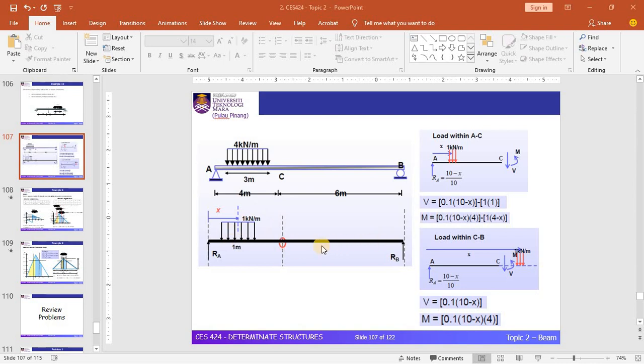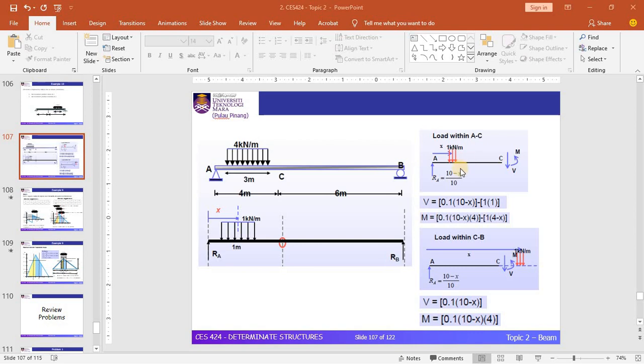Based on this diagram of the UDL load, you can decide which diagram you want to use in order to find the equation of the shear force and the bending moment. Since point C is our objective, you may consider whether to use the diagram on the left hand side of point C or the right hand side of point C. Based on the solution in this slide, the diagram that has been considered is the left hand side of point C.